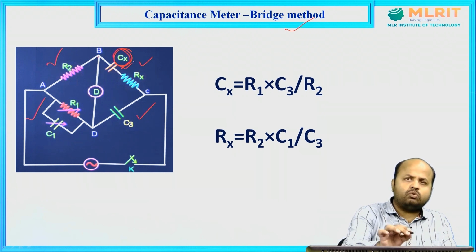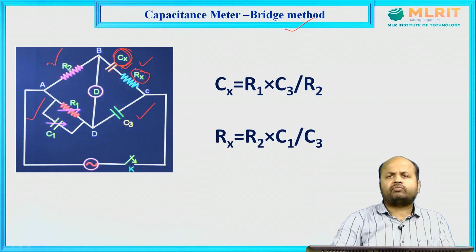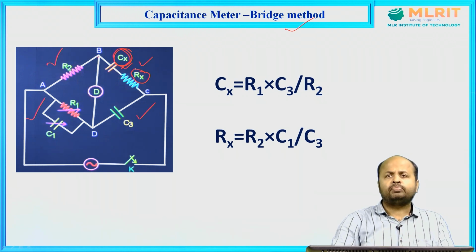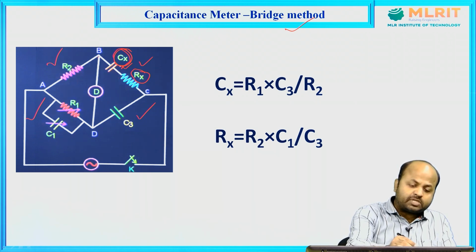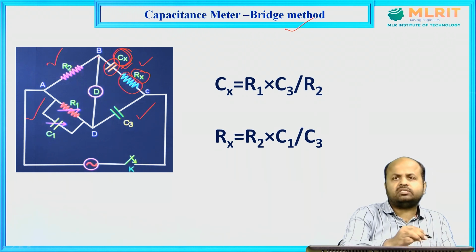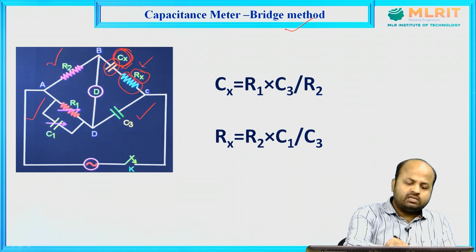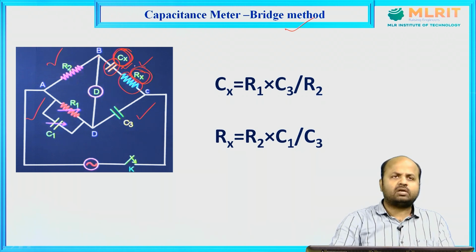Cx is my unknown capacitance and Rx is its internal resistance of a capacitor. Already I discussed in my first slide that a capacitor is represented by this parallel plate as well as its internal resistance. So I have connected the unknown capacitance and here is the internal resistance of a capacitor.